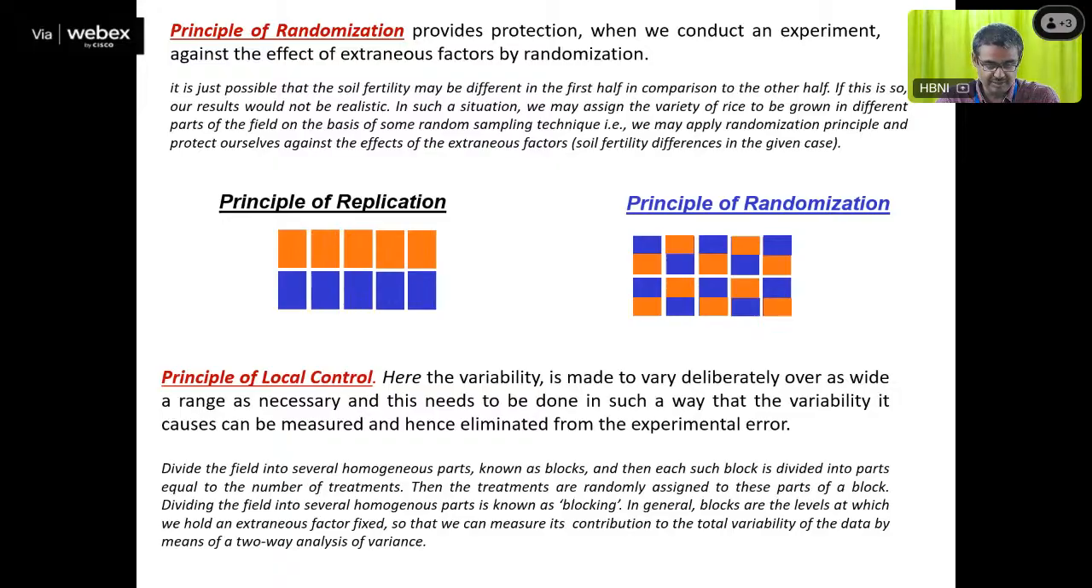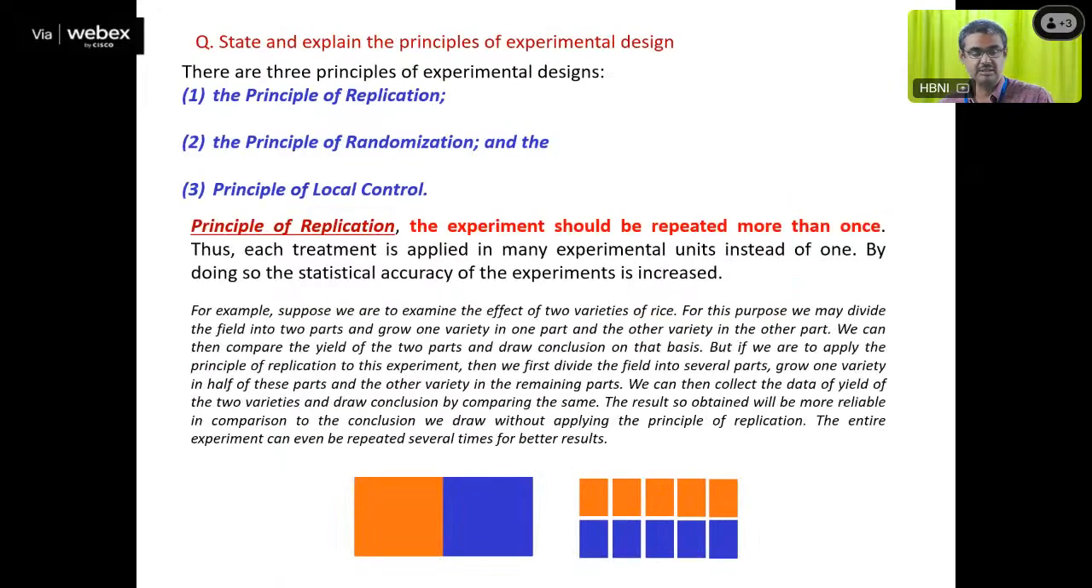Dividing the field into several homogeneous parts is known as blocking. In general, blocks are the levels at which we hold an extraneous factor fixed so that we can measure its contribution to the total variability of the data by means of a two-way analysis of variance or ANOVA, right? So these are the three major principles of experimental design.